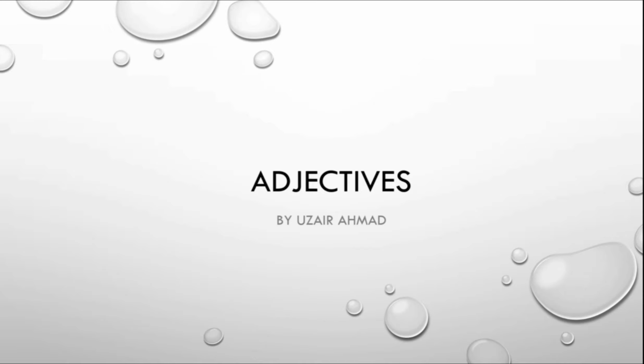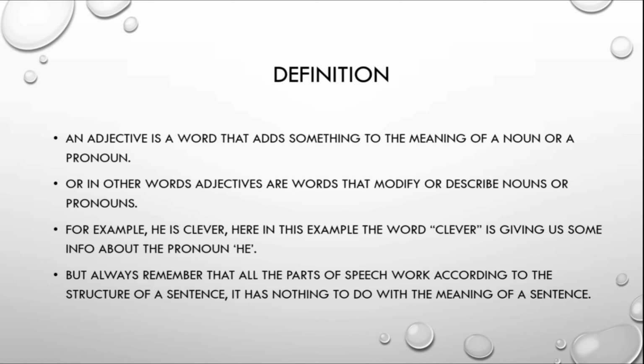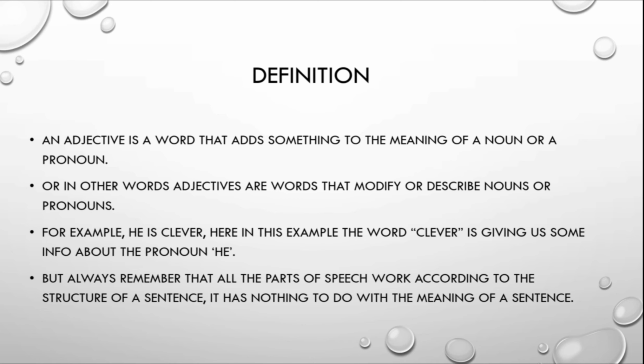Today we are going to discuss our new topic, that is adjectives. We will later on make videos regarding its types and its degrees. So let's move on. An adjective is a word that adds something to the meaning of a noun or a pronoun. Now, what does that mean? It means that an adjective is a word which gives us some information regarding the noun or a pronoun in a sentence. Or, in other words, we can say that adjectives are words that modify or describe nouns or pronouns. It modifies or describes a noun or a pronoun in a sentence.